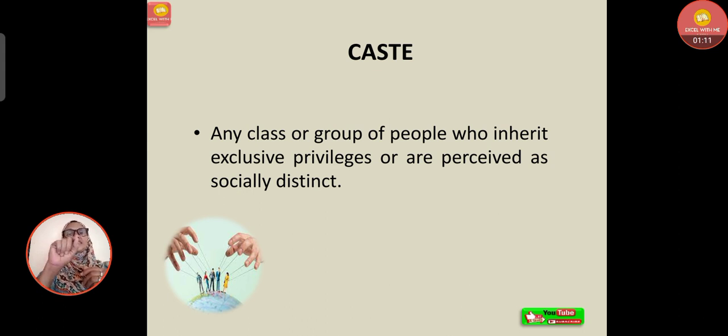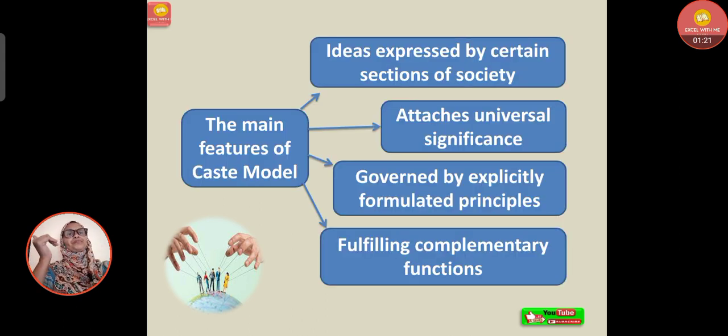First, let's understand caste: any class or group of people who inherit exclusive privileges or are perceived as socially distinct. Now let's go through the caste model. The main features of the caste model are: number one, this model is based on the ideas expressed by certain sections of society and not on the observed or recorded behavior of people. Secondly, it attaches universal significance to caste as it has been conceived in the classical texts.